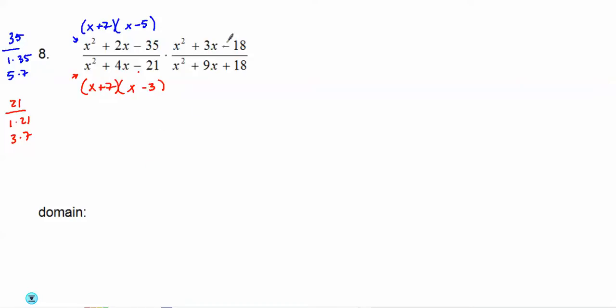Going to the back side of these binomials, we need to use 18 here. So we've got 1 and 18, 2 and 9, 3 and 6. That's all that we get. We need to subtract to make 3. In this case, we're going to use a positive 6 and a negative 3.